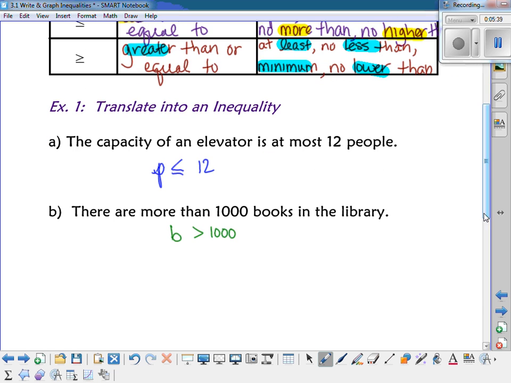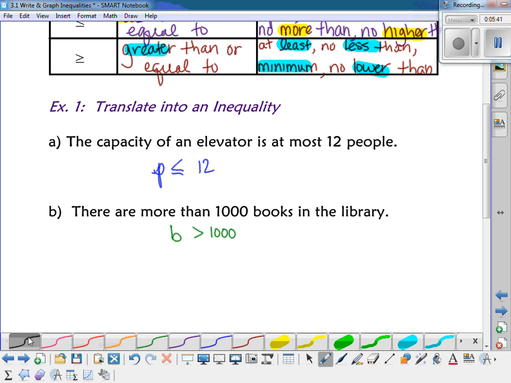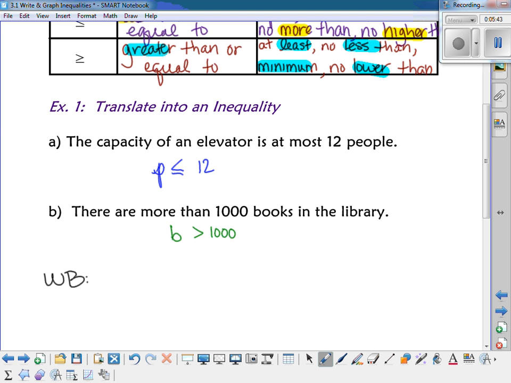All right, so on your whiteboards, I want you to write an inequality for minimum wage. Minimum wage is $9 per hour.